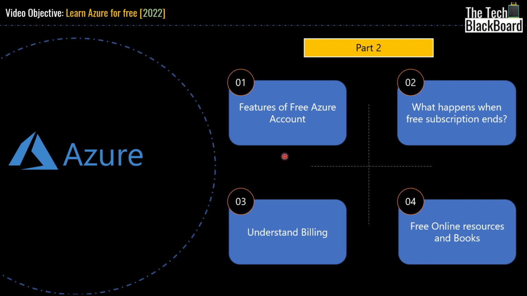In this part 2, we discussed in the first section the features of a free Azure account, where I showed you the free Azure services that you get with an Azure free tier account, how much free credit you get, and what time duration you have to use all this free credit. We also discussed services that you get free for 12 months and other services that you get always free, even if you move to the pay as you go payment model.